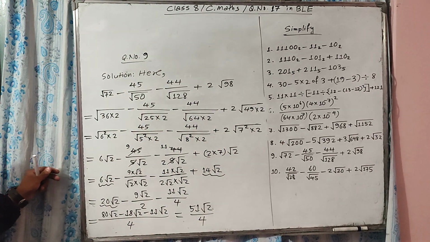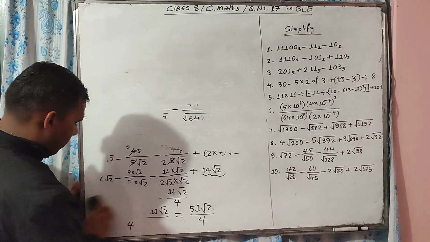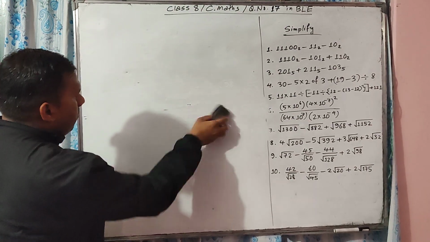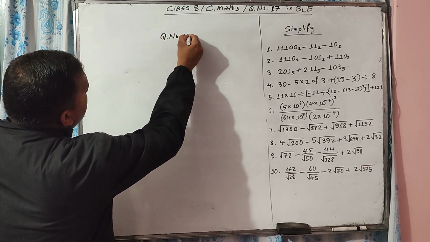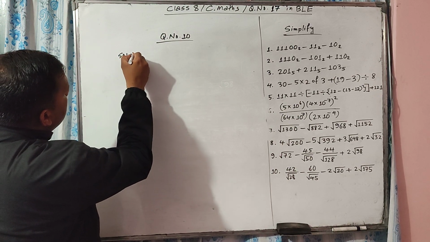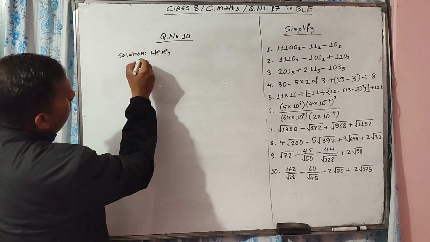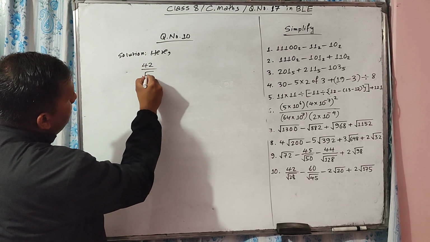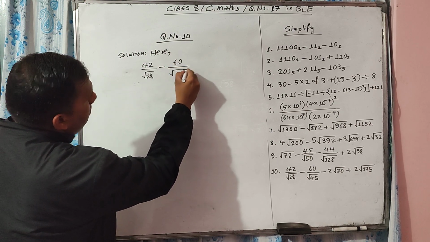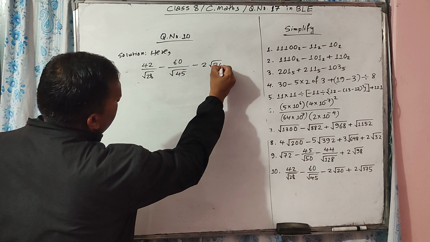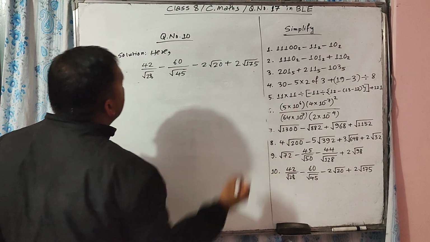Now we go to the next question. Question number 10. We have here, upon square root of 28 minus 60 upon square root of 45 minus 2 root 20 plus 2 times square root of 175.